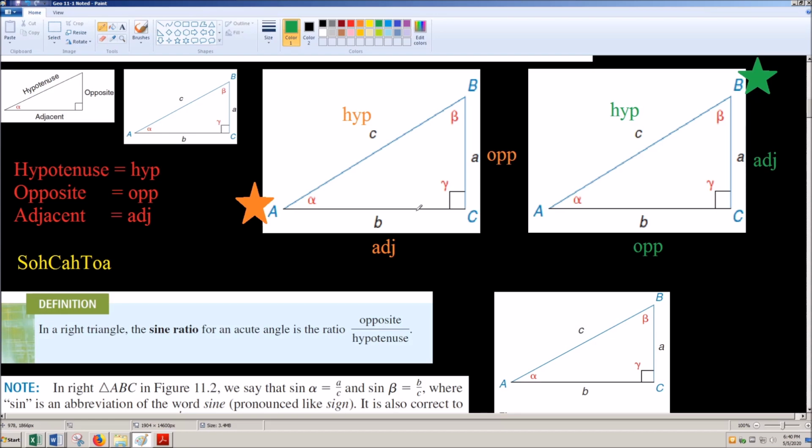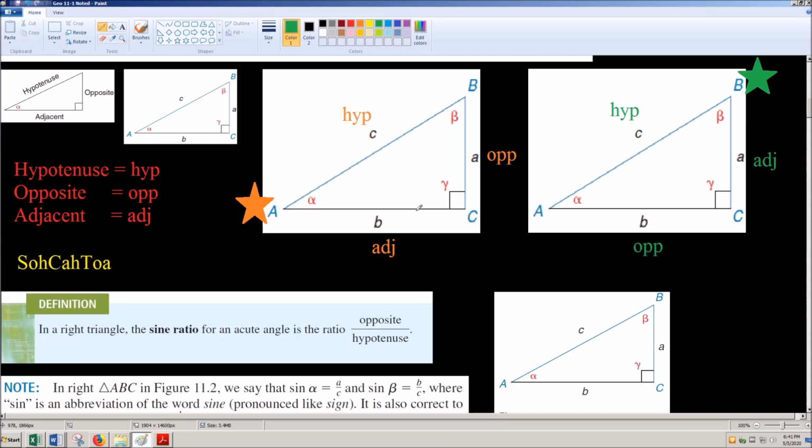When we're naming our sides, the hypotenuse does not change, right? In a right triangle, it doesn't matter whether I want to focus from starting at point A or from starting at point B. The hypotenuse is c regardless. So just keep that in mind. The hypotenuse doesn't change no matter what your vantage point is.